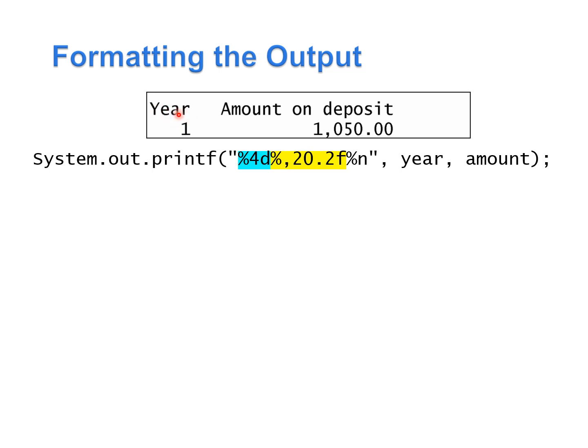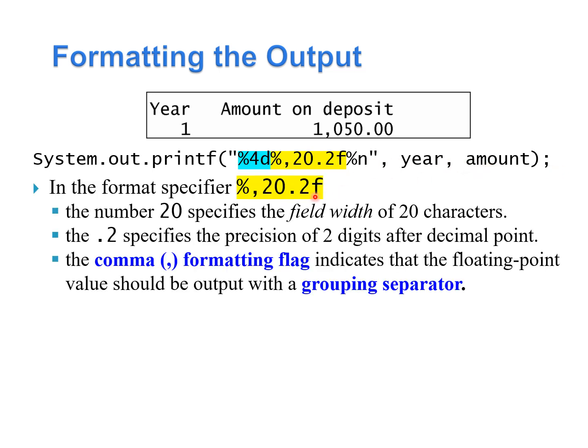This printf statement uses the format specifier %,20.2f for the output value of amount. The letter f in this specifier indicates that the output is formatted as a decimal floating point number. The number 20 indicates that the value should be output right justified in a field width of 20 characters. This is to match the field width of the column header, amount on deposit.